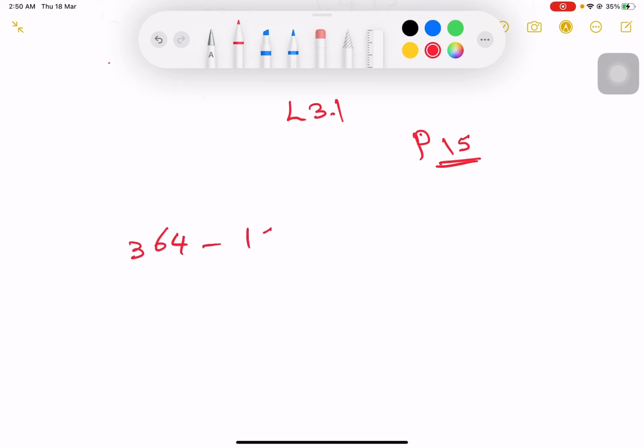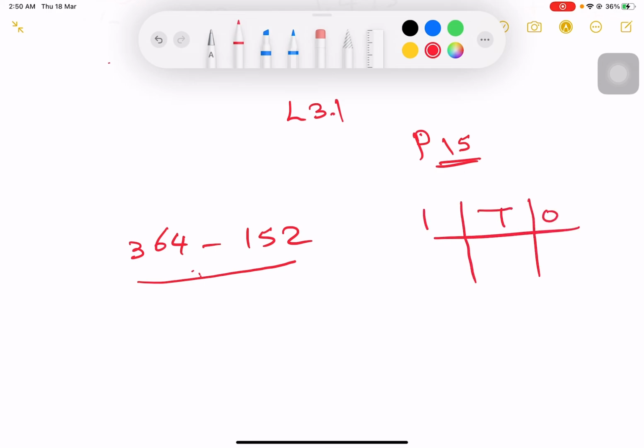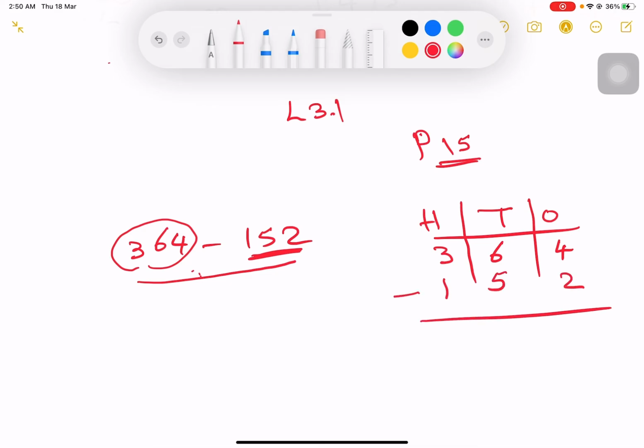364 minus 152, this way we call it horizontal. Now I will write this question vertical, under each other. I will write 364 minus 152. Look how I will do it again to show you how I align my digits. Here is the ones, here is the tens, here is the hundreds. Now I will start with this number, 364. Then I will align this number under it, 152. Then what we are going to do, we are going to subtract.